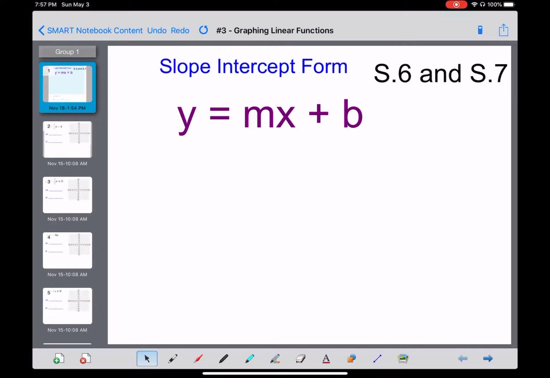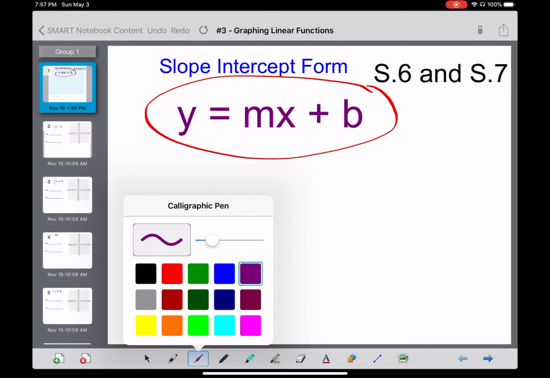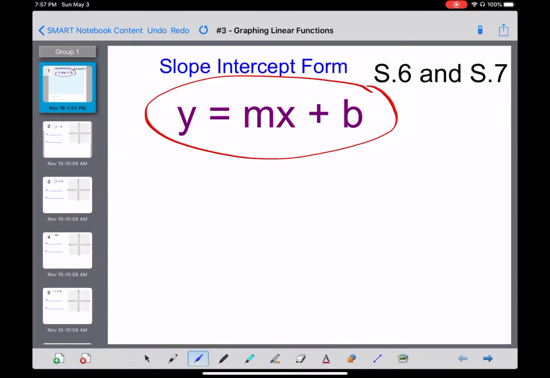All right. The first thing is that I want you to understand that the equation that I have in front of you is what we call slope-intercept, because in this equation, they already give you the slope and the y-intercept. So here, the m is what stands for your slope, okay? And the b is your y-intercept.